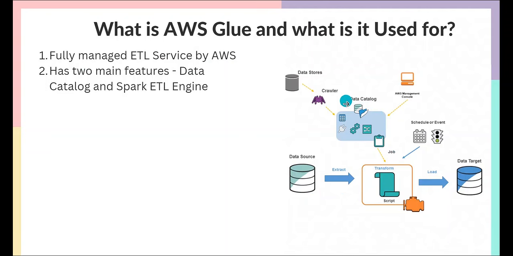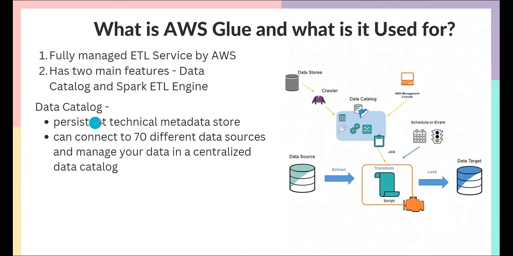Not just ETL, there is another aspect to Glue as well. The two main features of AWS Glue are data catalog and Spark ETL engine. Okay, so what is data catalog? It's a persistent technical metadata store. So what do you mean by that? You can have your data in any of the different data stores. This data store can be S3 or RDS or DynamoDB or any other thing in AWS.